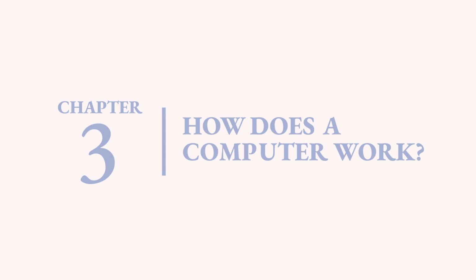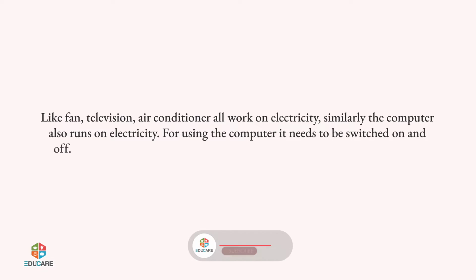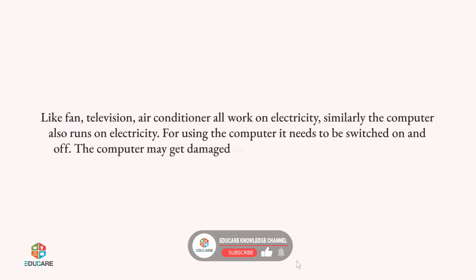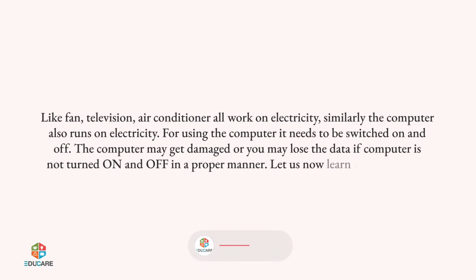Chapter 3. How does a computer work? Like fan, television, air conditioner all work on electricity, similarly, the computer also runs on electricity. For using the computer, it needs to be switched on and off. The computer may get damaged or you may lose the data if the computer is not turned on and off in a proper manner. Let us now learn how to turn on a computer.